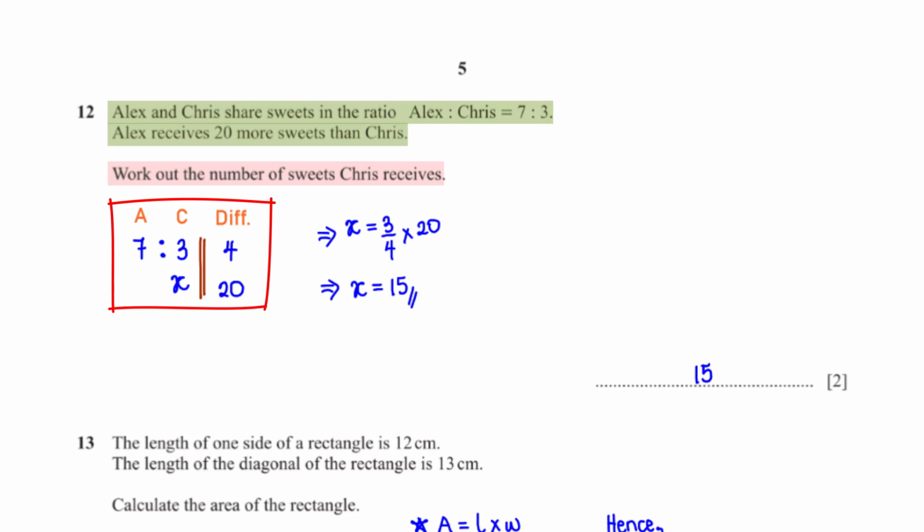We want to find the number of sweets Chris receives, so let's represent that by x. From this, we can set up an equation for x, which gives us x equals 3 over 4 times 20. This gives us 15.